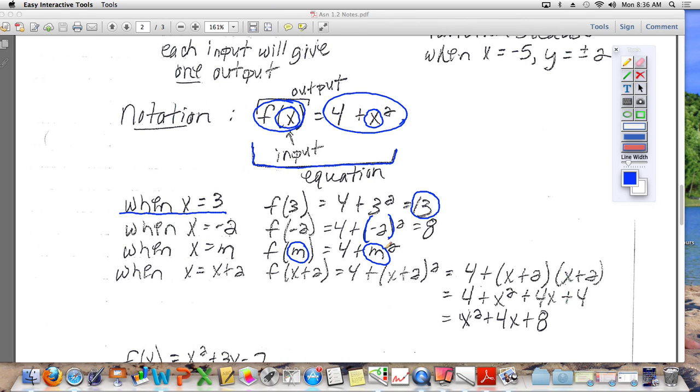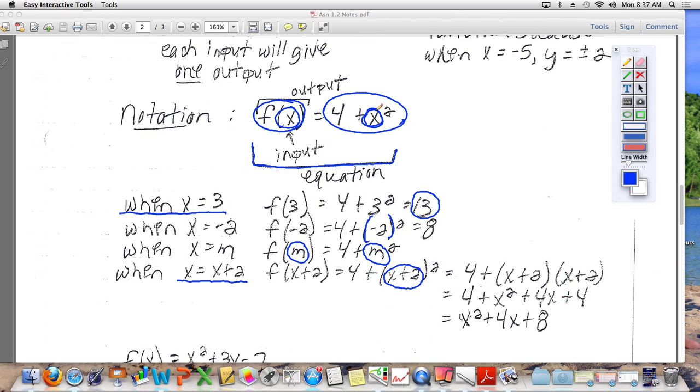What happens if x is not just x? They're saying try to figure out the value of the function when it's x plus 2. So you rewrite the function, 4 plus, in parentheses, x plus 2 squared. So I had to replace my x from my rule up here. I had to replace it with x plus 2. Still square it. And then I did the math here.